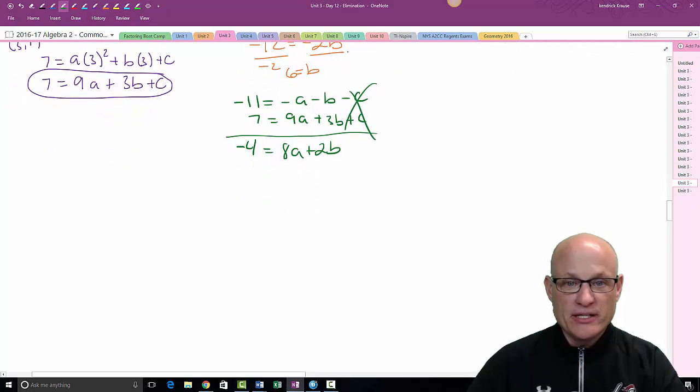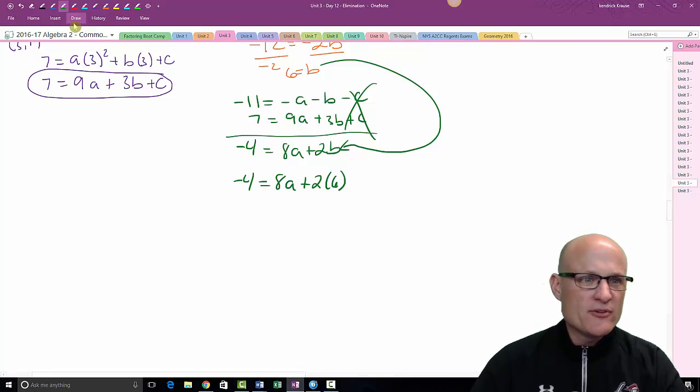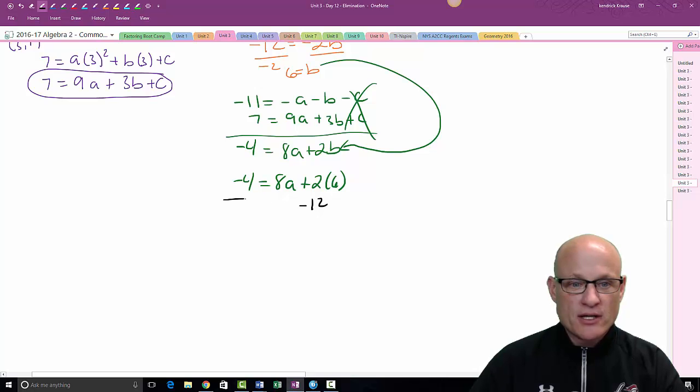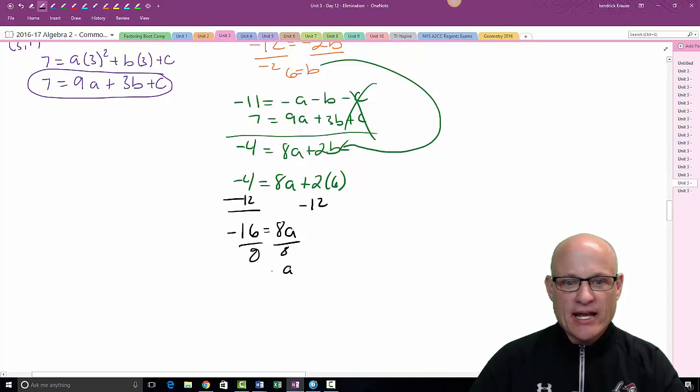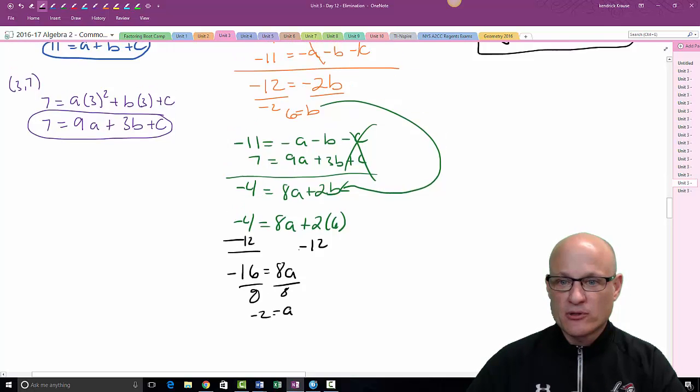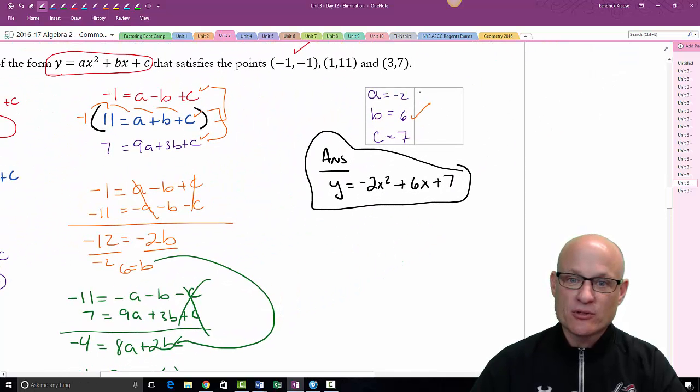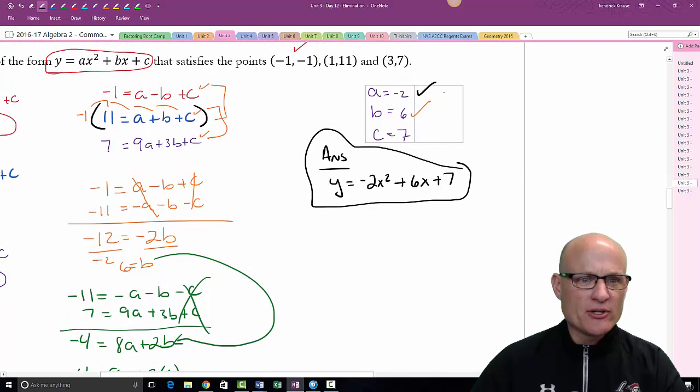But I already know what b is, so I'm just going to plug that in. That's my goal. So I get -4 equals 8a plus 2 times 6. Well, you can see this is just 12. I'll subtract 12. So I get -16 is equal to 8a. Divide by 8, divide by 8. And I get a equals -2. Is that what I had before? a equals -2. We're in good shape. So the last thing I want to do is grab this equation. It's the easiest. It's all plus.